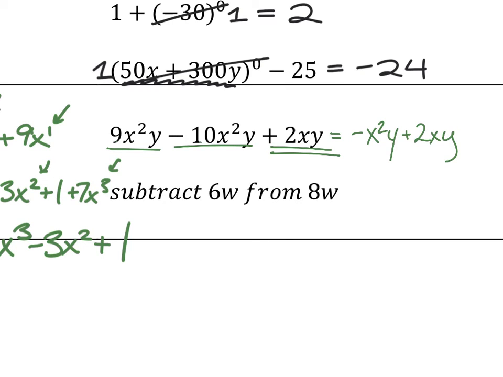And that's the simplified version. Again, I don't change the bases or the exponents at all. I'm only changing their coefficients. Same thing like we've been doing for combining like terms for forever.